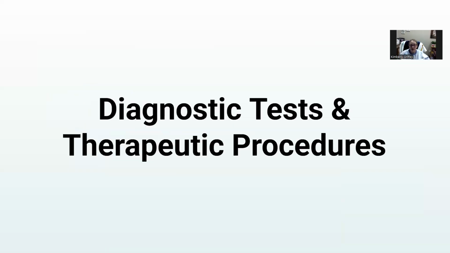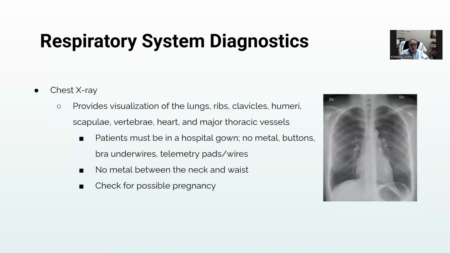And then there are diagnostic tests and therapeutic procedures. A chest x-ray is going to provide visualization of the lungs, ribs, clavicles, the humerus, the scapula, the vertebrae, heart, and major thoracic muscles. So this is going to allow you to see your cardiac silhouette, how much air is in the lung tissue.